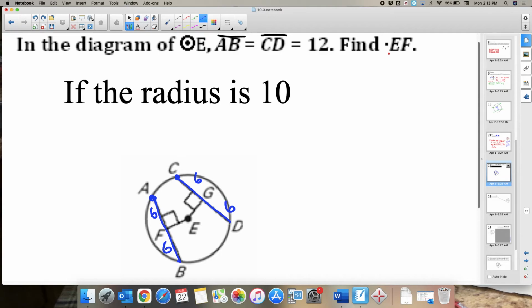It wants us to find this segment here, EF, if the radius is 10. Well, there is no radius drawn in our picture yet. So we can draw one in anywhere we want. We can go E to D, we can go E to B, we can go E to C. However, the most convenient one will be going E to A, because now we have this right triangle here that we can now pull out.